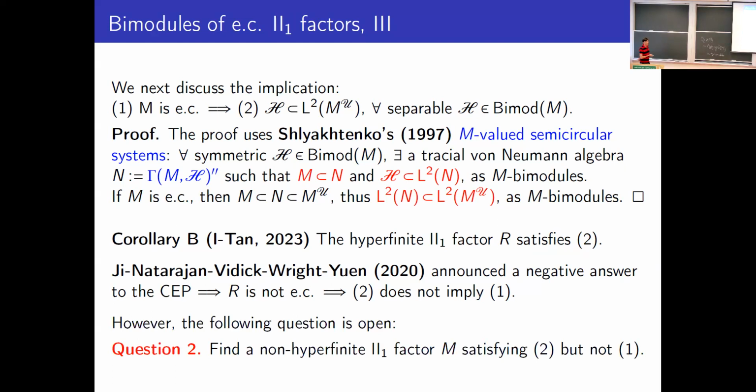However, the following question is still open. Find a non-hyperfinite II_1 factor which satisfies 2 but doesn't satisfy 1. In other words, is there a separable II_1 factor which is not the hyperfinite II_1 factor, and which is not existentially closed but satisfies this condition 2? That I also don't know.